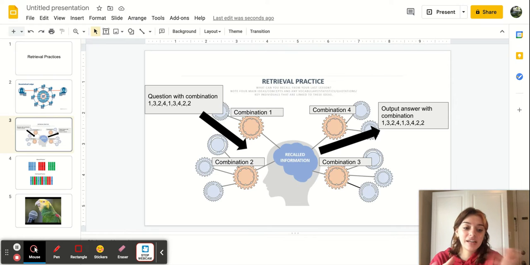When we use retrieval practices in order to separate our information, we're capable of answering questions more efficiently because we haven't memorized. We're not relying on our memorization of the information. We're relying on our actual understanding of it. So here's an example of that.